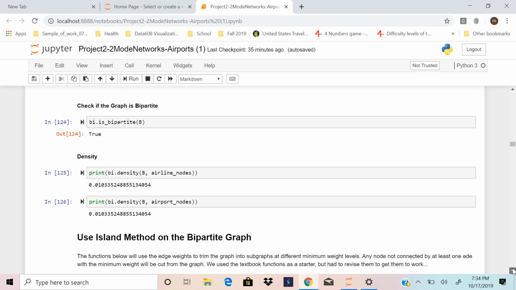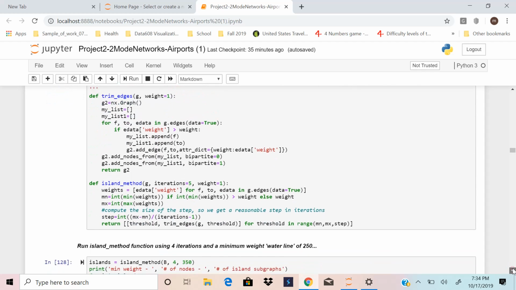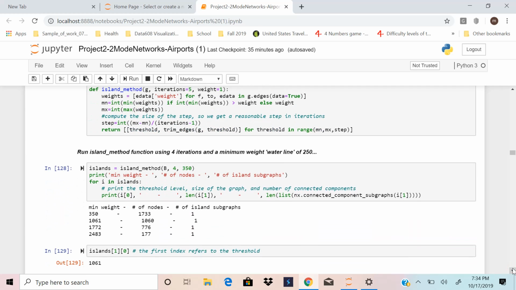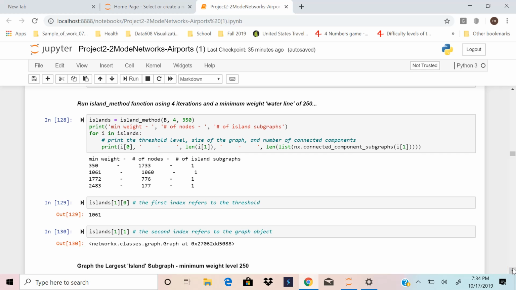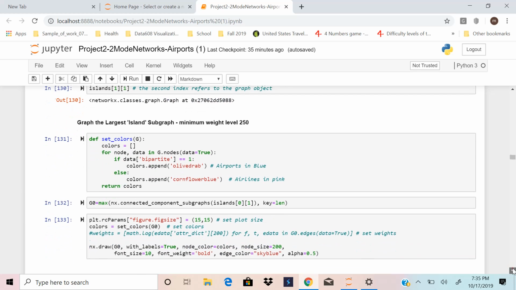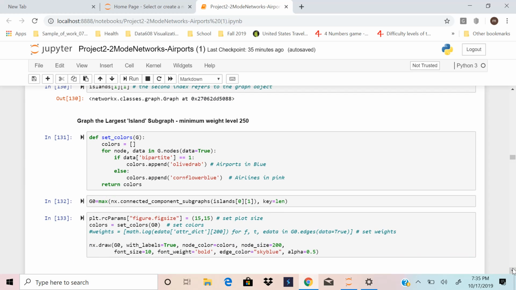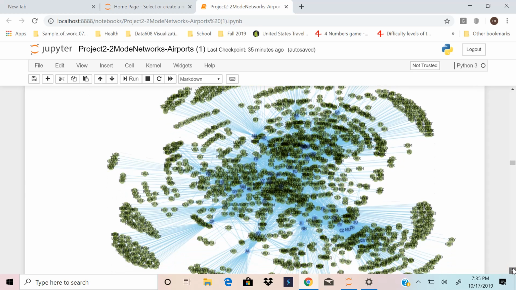So then we take the island method that we got from the book, and we got our largest subgraph. The minimum weight level is 250, so we're only looking at those airport and airline combinations that have at least 250 different routes. We can see it's actually a pretty big set.